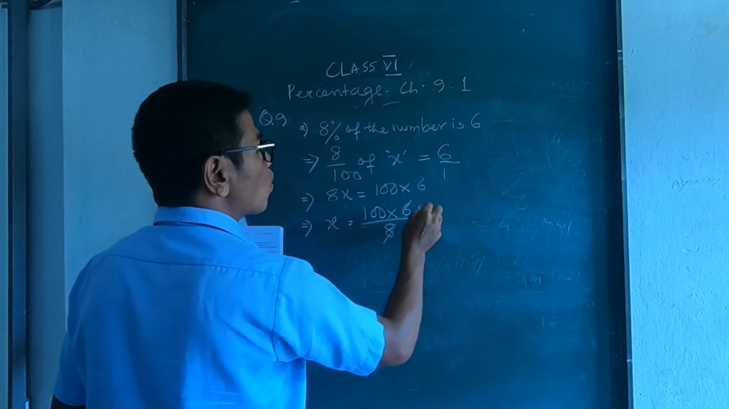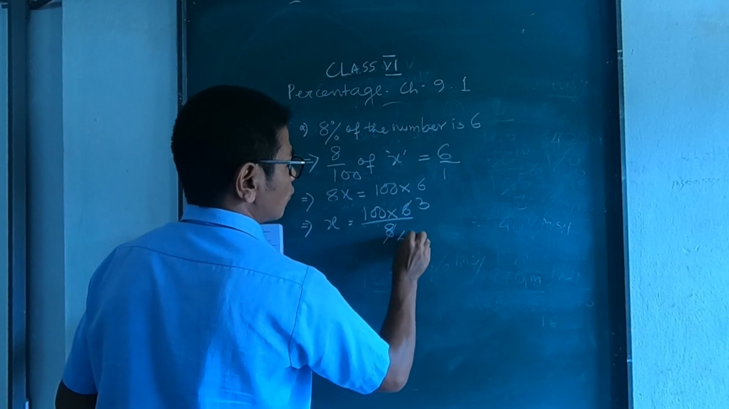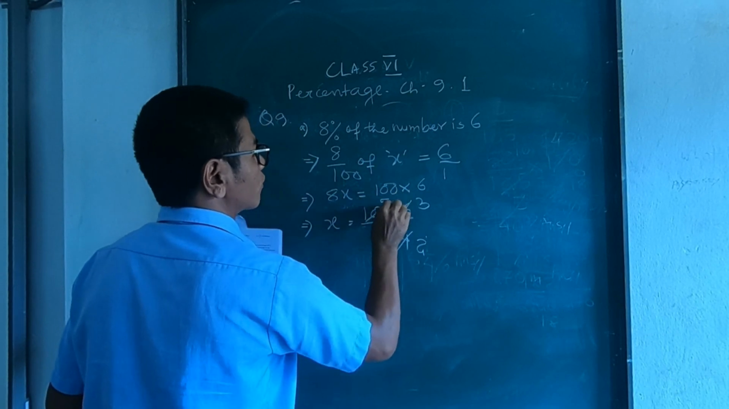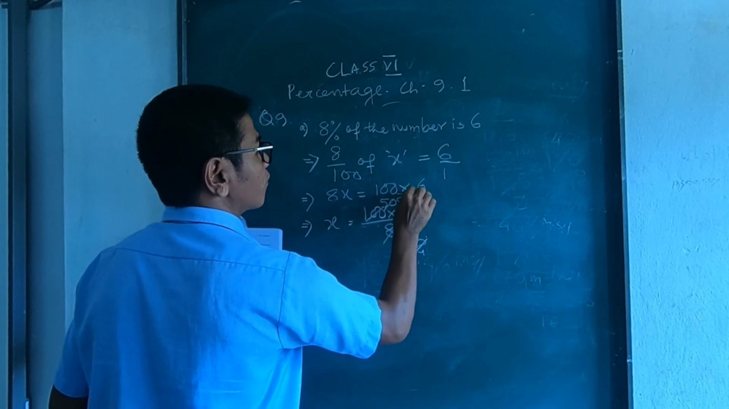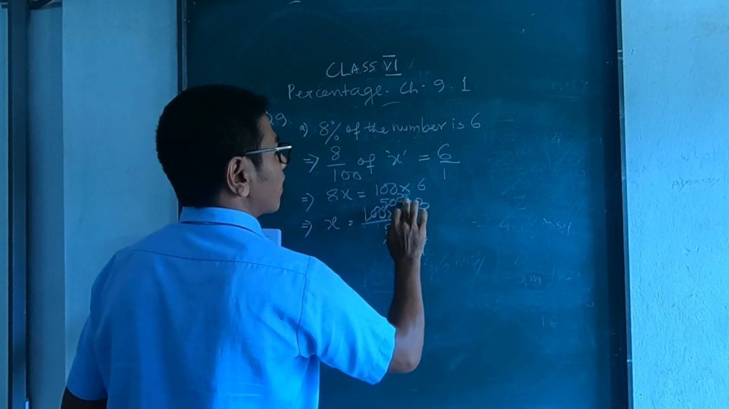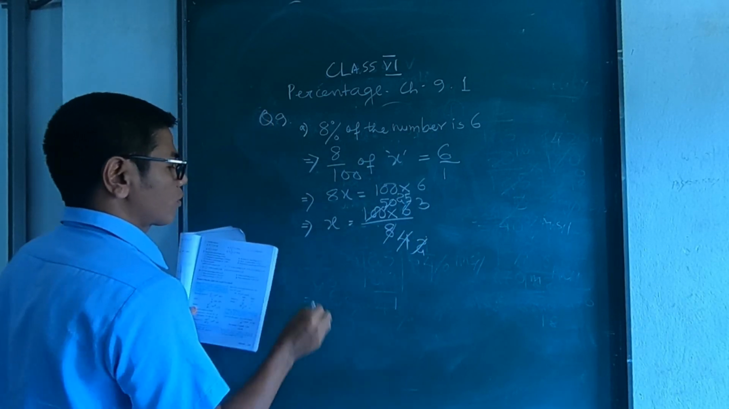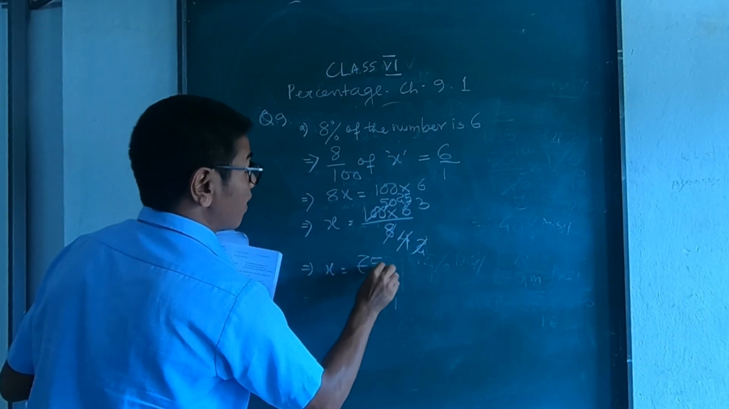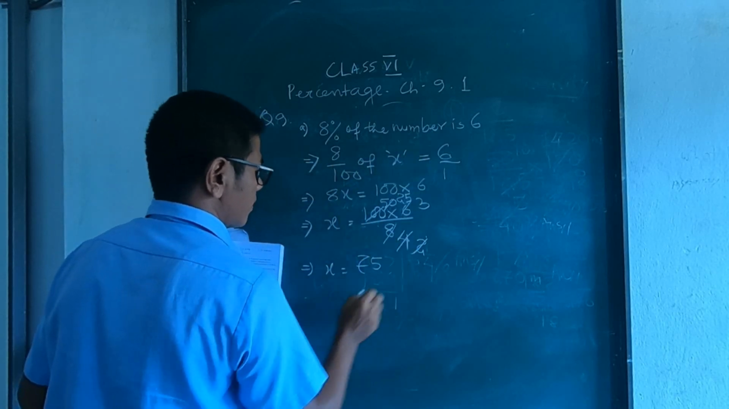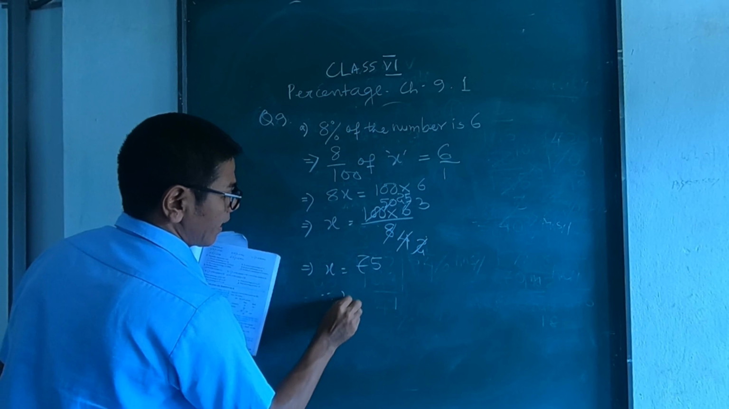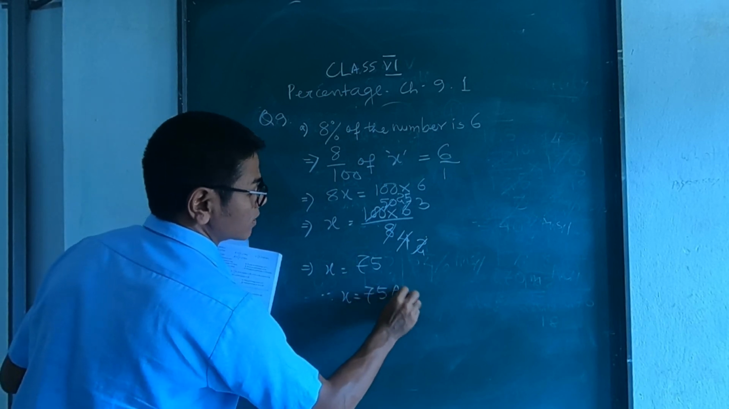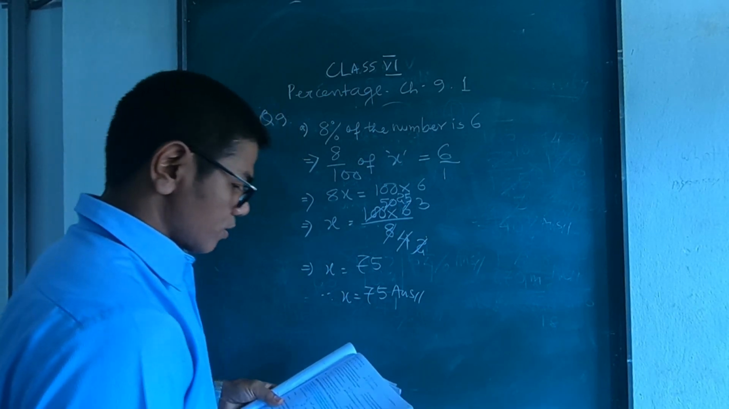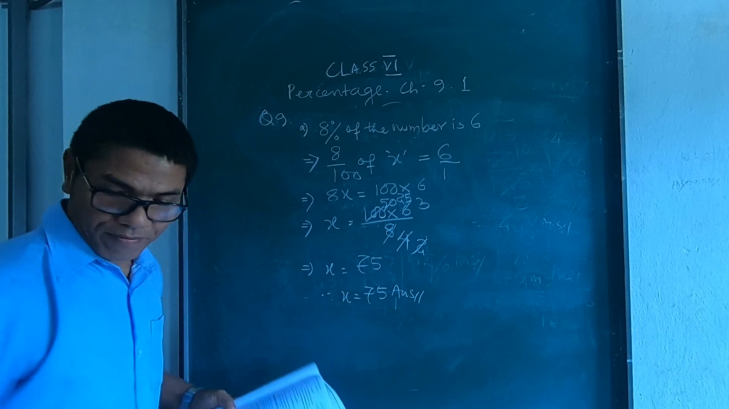Let us start with 2: 2 3s are 6, 2 4s are 8. And we can cut with 2 again, 2 25s are 50, 2 25. Now, what remains? 25 into 3 is 75. So that is the number. x is the number. Therefore, x equal to 75 is the required number. I hope you understood. So the required number is 75.